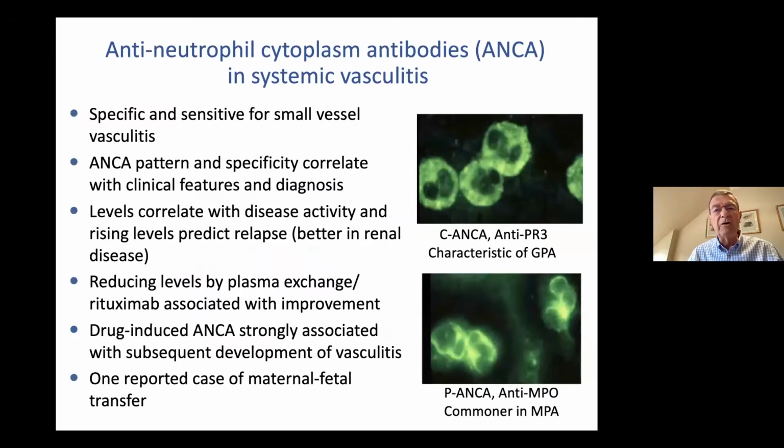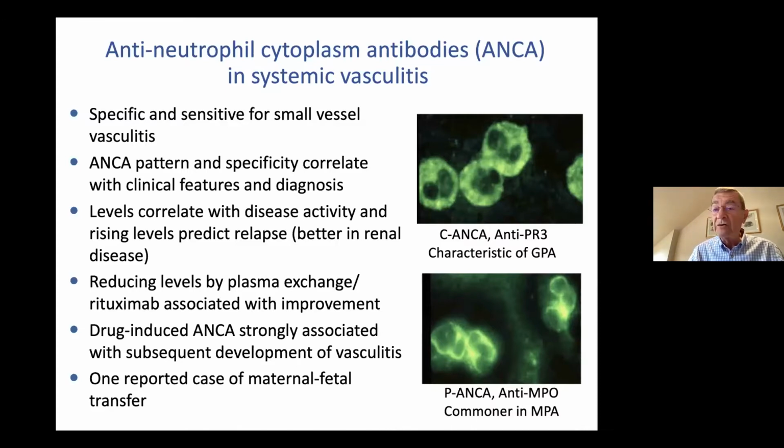So what is the role of anti-neutrophil cytoplasmic antibodies, or ANCA, in vasculitis? Well, they are specific and sensitive for the diagnosis of small vessel vasculitis, and their pattern and specificity correlate with clinical features and diagnosis. You can see on the top panel cytoplasmic or C-ANCA, which characteristically react with proteinase 3, which are characteristic of GPA. In the lower panel, you can see perinuclear or P-ANCA, which generally react with myeloperoxidase and which are much commoner in MPA and also EGPA.